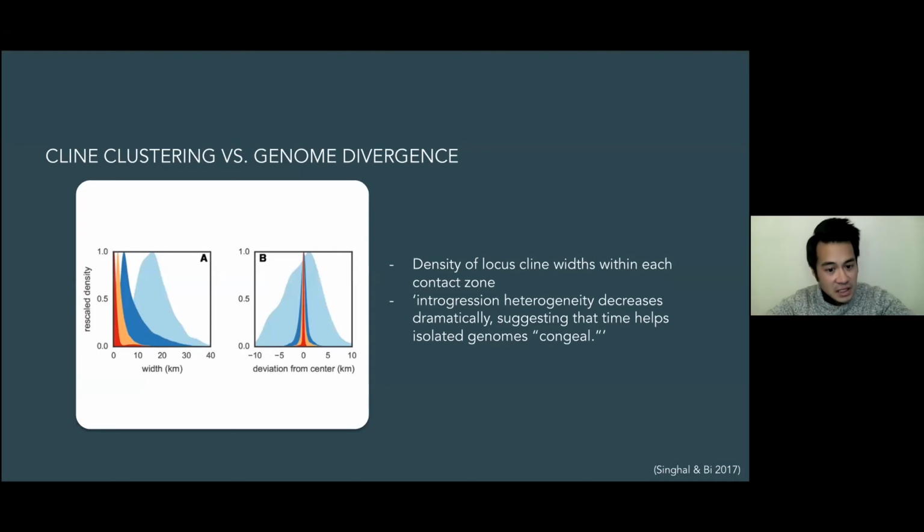To define this a little bit better, these are the cline widths of the different loci within the genome, and the light blue is less diverged populations, and the red ones are much more diverged. And so you just see how the widths of the different clines in the genome narrow down, and how far it deviates from the center on this right panel. And this lends itself to the idea of congealing or snowballing of divergence in the genome during the speciation process.